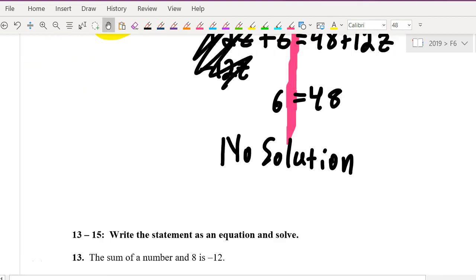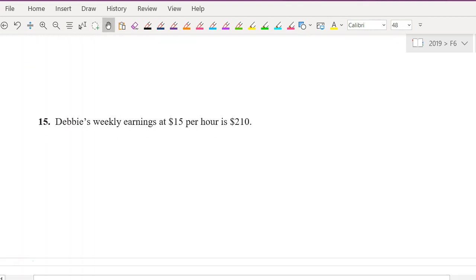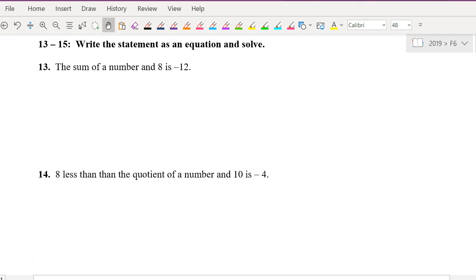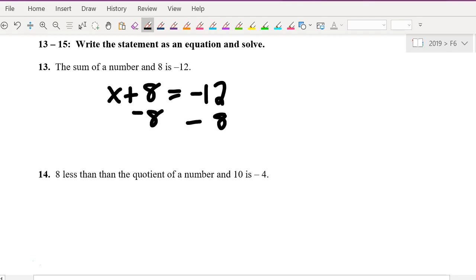Okay. All right. Now, the sum of a number and 8 is negative 12. So x plus, because that's sum. Oops, I should have written 8 right there. X plus 8 equals negative 12. All right, x is equal to negative 20, I think. Am I right? Yeah. I think so.